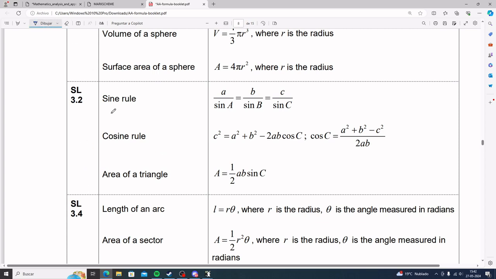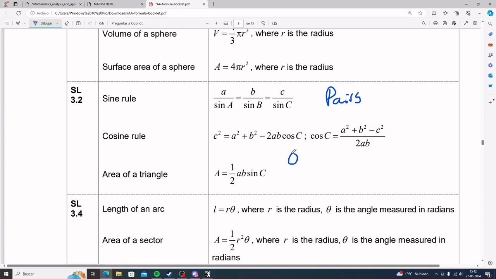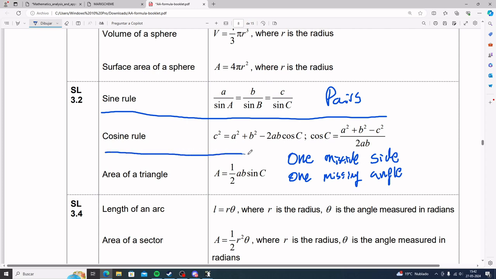Now, why do I suggest first sine rule and then cosine rule? It's not only because sine rule shows up first, it's also because sine rule, you can see, works in pairs, while cosine rule is usually like one missing side, or one missing angle. And this is how I just want you to memorize it, sort of intuitively. Sine rule is going to be for pairs, and cosine rule is like one missing side or one missing angle.